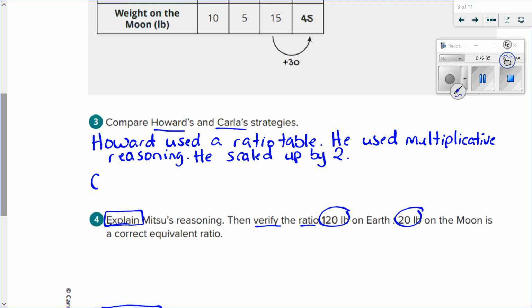And he said Carla used a double number line. What's important about a double number line? What did she do that was important? What's important about number lines? That each interval is equivalent, or each interval is the same. She counted by the same thing each time on the top line and the same thing on the bottom line each time, right? So she used equivalent intervals, or she used equal intervals.